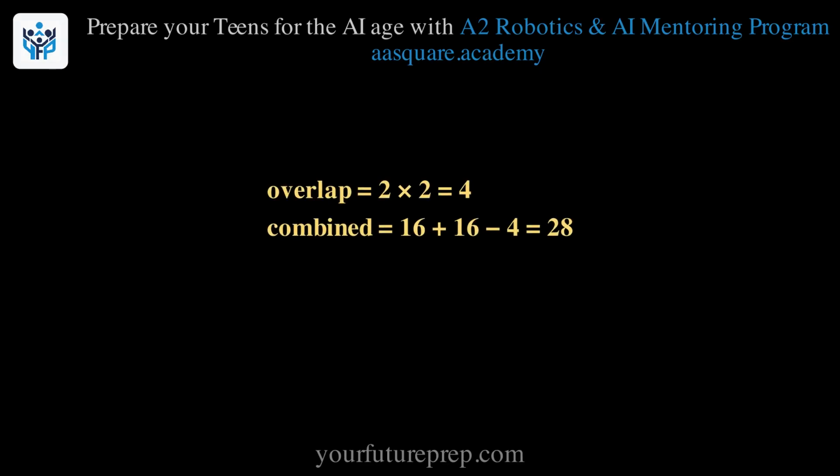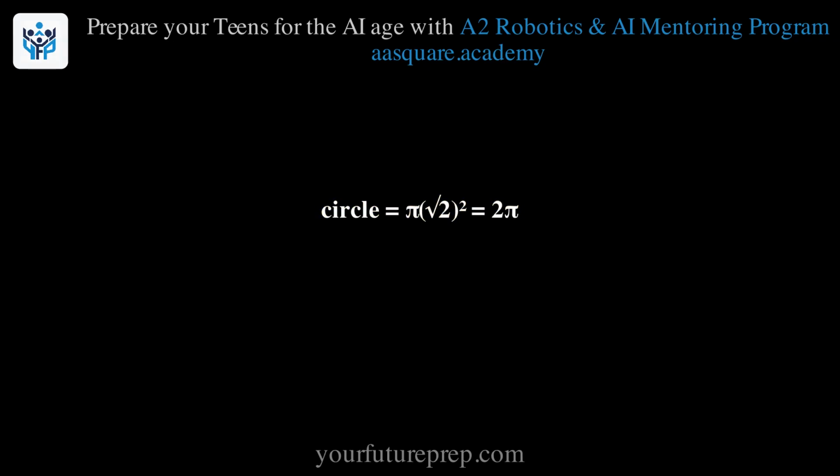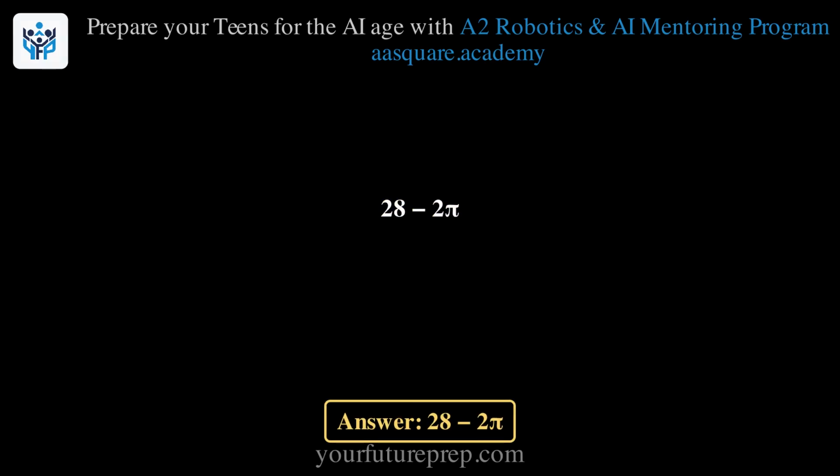Combine the two squares, subtracting their overlap. The circle has diameter 2 square root 2, so radius square root 2. Shaded equals squares minus circle. So the shaded area is 28 minus 2 pi, choice D.